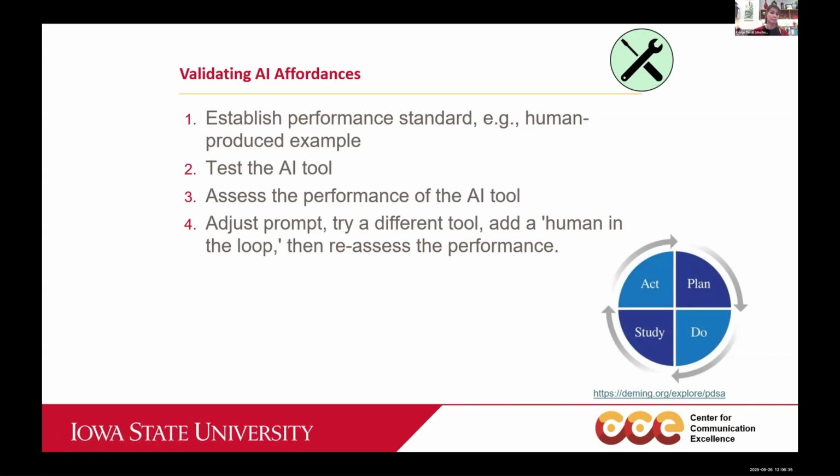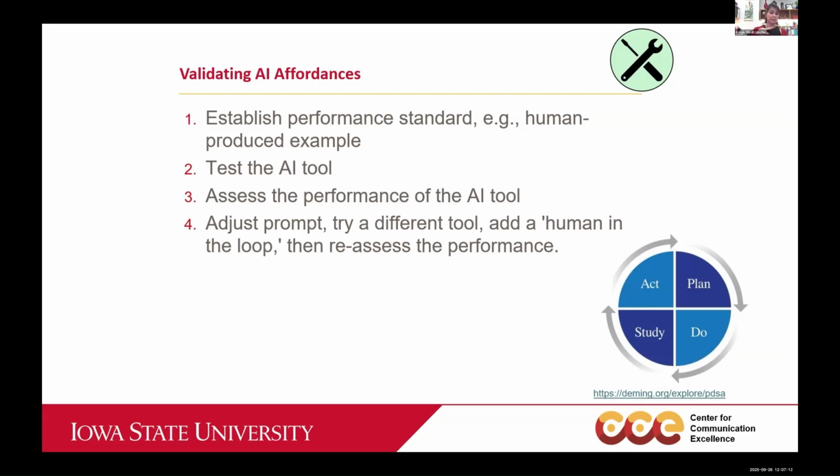Okay, so you can establish a performance standard. I think a good way to establish a performance standard is to do something yourself, a human-produced example. So if you want to establish a performance standard for a tool that you want to use to summarize a research article, summarize your own research article, because that tells you how well you can do it without AI, and that gives you a performance standard. Now you've got something to compare it to. Then test the AI tool, have it summarize the article, and then you can assess the performance.